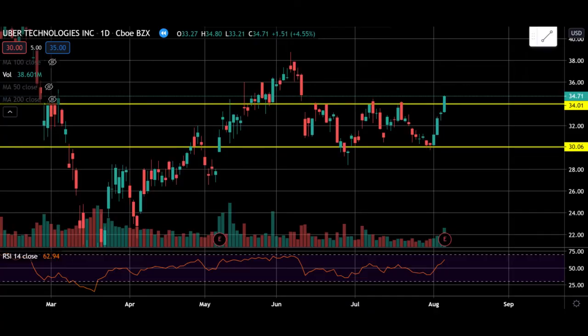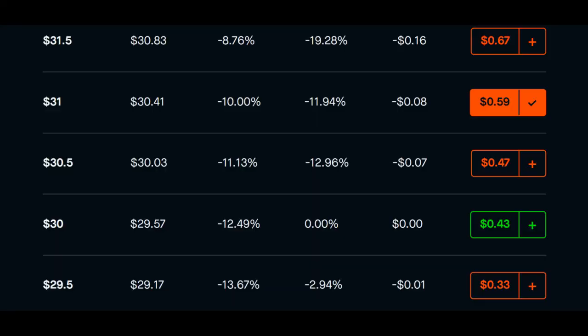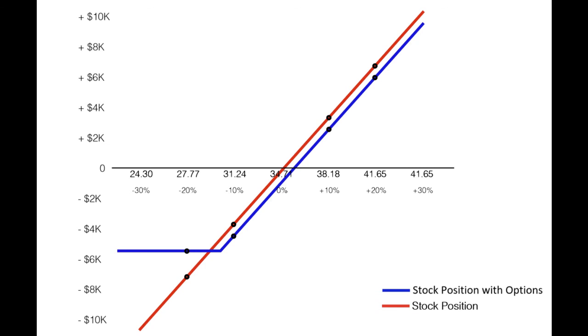Uber is currently trading at $34.71, so a 10% drop would put the stock at about $31.24. If we look at the options chains here, we can see that we can buy the $31 put for $59. If we buy 10 of these contracts, we are able to limit our losses on this position to roughly 13%, no matter how low the stock goes. Plus, the $590 spent on these contracts is only 1.6% of our current position. So if the stock stays flat or even goes up, that means we're only reducing our gains by 1.6%.